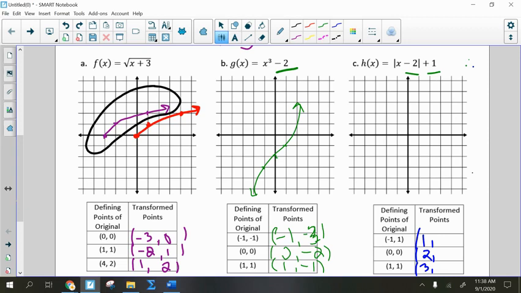Again, these are the original defining points. Up 1 goes to 2. Up 1 goes to 1. Up 1 goes to 2. So it's over at 1, 2, 2, 1, 3, 2. And there's your graph. Okay. The original would have been here.